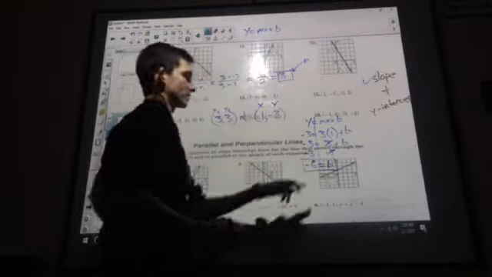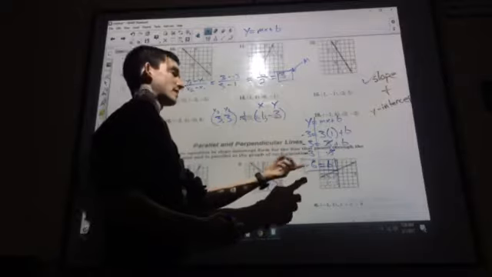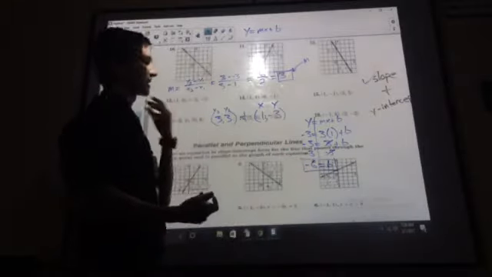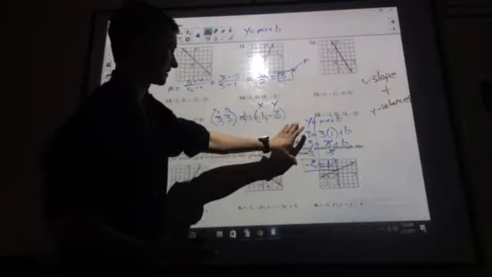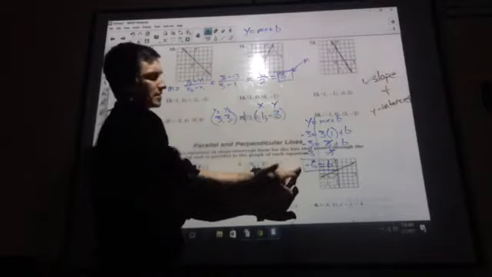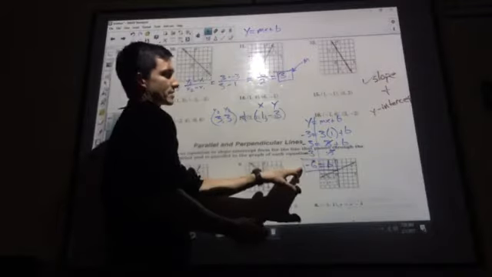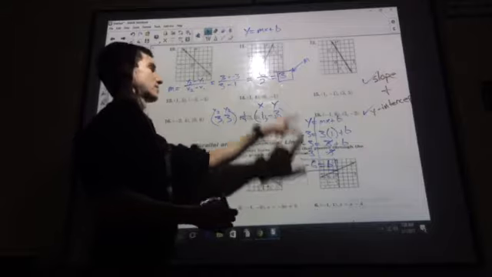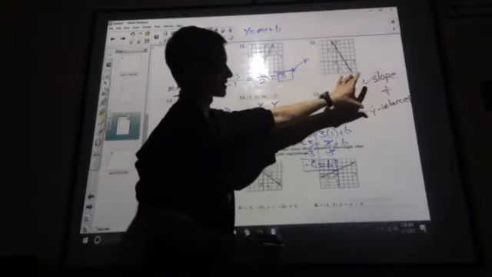So check that out. You guys might not be able to see it very well, but you need to listen to my voice sometimes too. If you can't see what I'm doing, at least listen to what I'm doing. All right, and I'm sure you can figure it out. So b equals negative 6. So my y-intercept is negative 6. My slope is 3. So I've got my slope and my y-intercept.